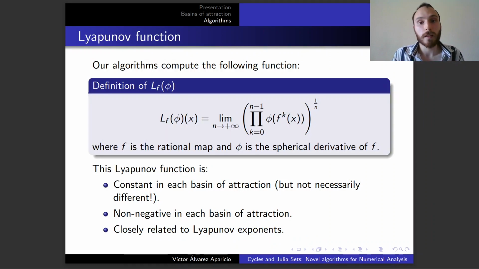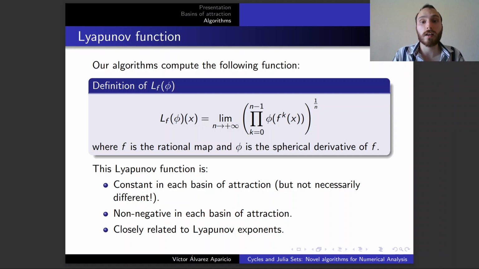Lyapunov function. It is constant and non-negative in each basin of attraction. This way, if we evaluate this Lyapunov function in 2 points and the two resulting values are equal, we know that the 2 points will belong to the same basin. These constants measure the attractive power of each basin of attraction. The smaller the constant, the more attractive the basin.